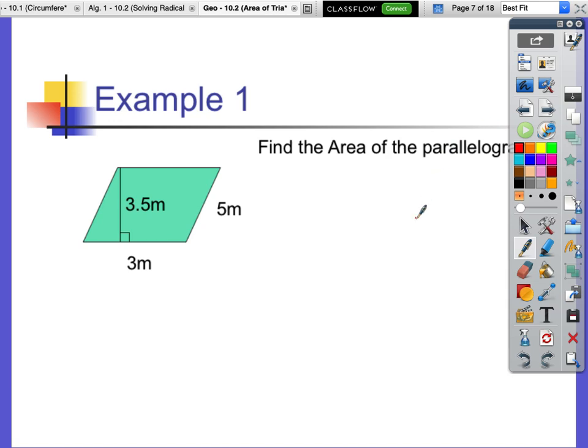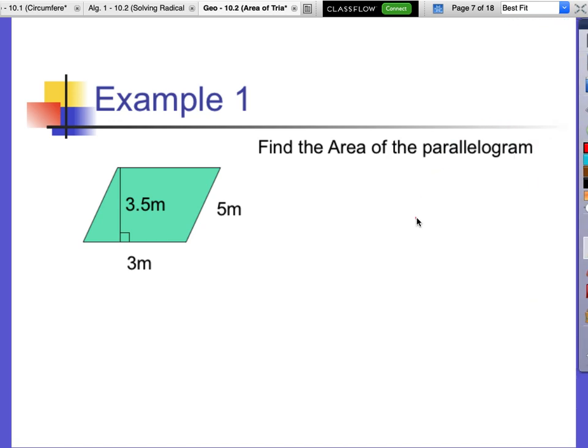Continuing on. Example one. Find the area of the parallelogram. You guys don't have to draw as much, you can draw as much or as little of this as you want, but please write down your answer at least.